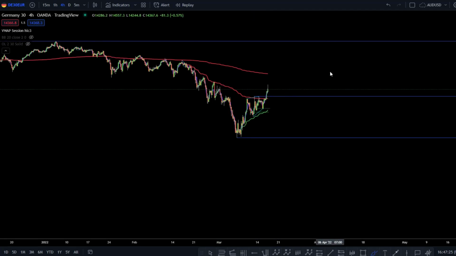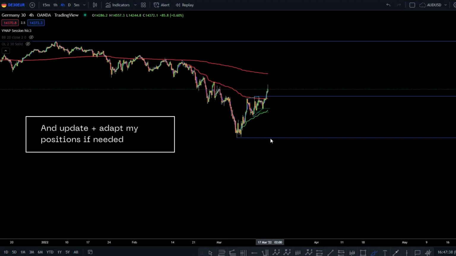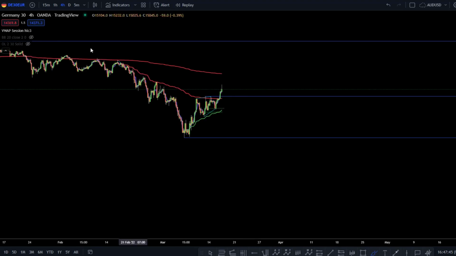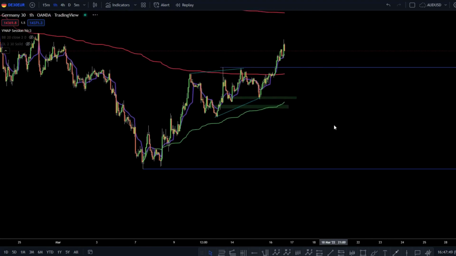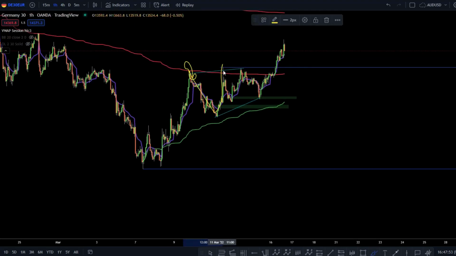These two VWAPs clearly show me the trends on the different time frames, and they serve as key areas that when price is near these levels, I will relook at the structure and my positions, and then update plus adapt my positions if needed. So you can see here that right here, let's go to the 1-hour, price actually bounced off this VWAP right around it, then came up to it, came down here. You clearly see that the sellers were in control.